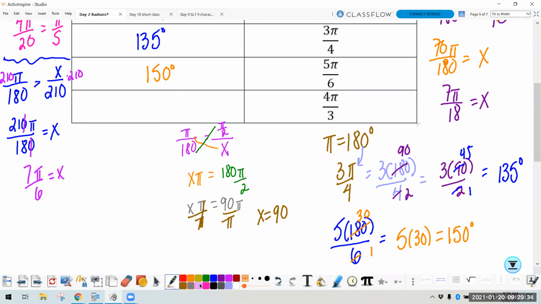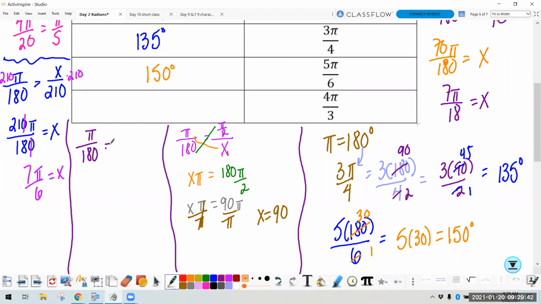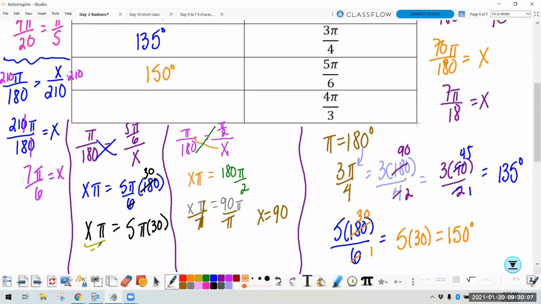If you like the proportion way, I'll do the 5 pi over 6 that way real quick before we end here. Pi is to 180 as 5 pi over 6 is to some missing degrees. Cross multiply. Now here's where I can reduce the 180 and the 6. Divide by pi. And we're left with that 5 times 30 again.